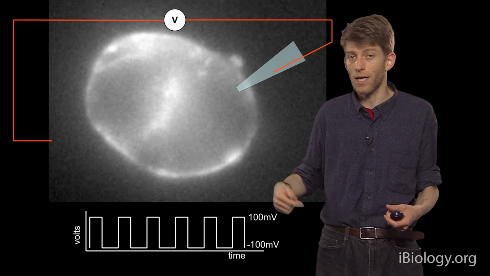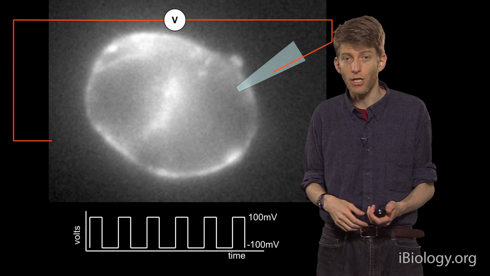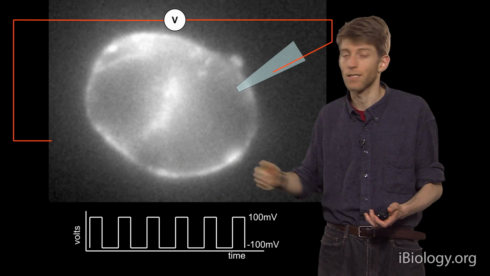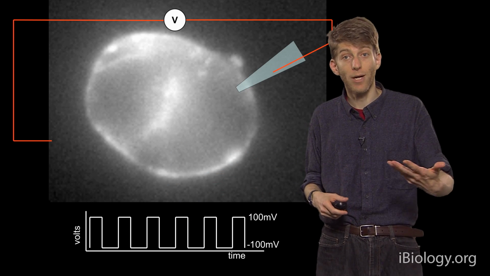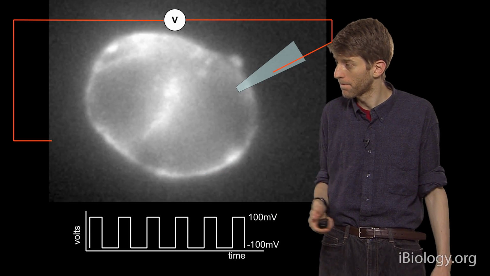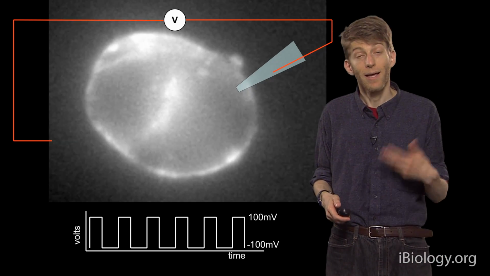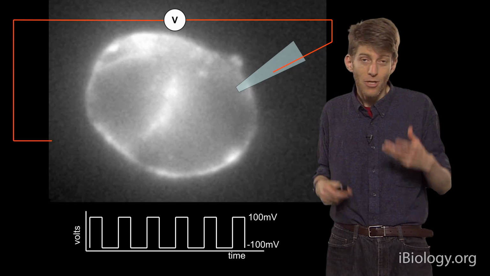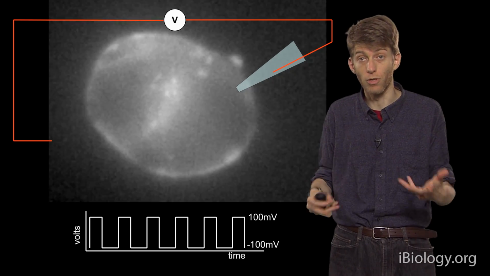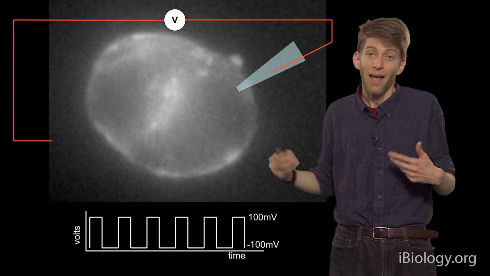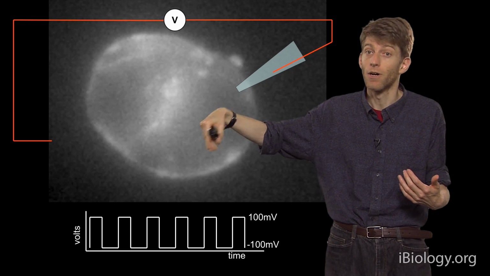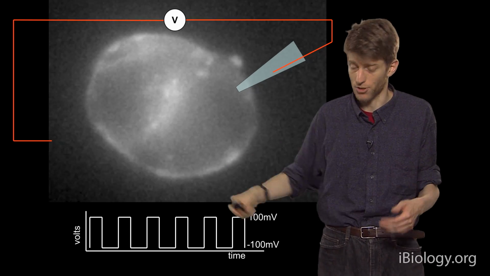And we're using a little patch pipette, which you can't see, to induce steps of voltage between plus and minus 1/10 of a volt. And we're looking at the fluorescence of the protein. So here you can see that as the voltage goes up, the protein gets bright. And as the voltage goes down, the protein gets dim. So this is a genetically encoded fluorescent reporter of membrane voltage. And it turns out to be quite fast and sensitive, but also very dim, which makes it hard to measure.